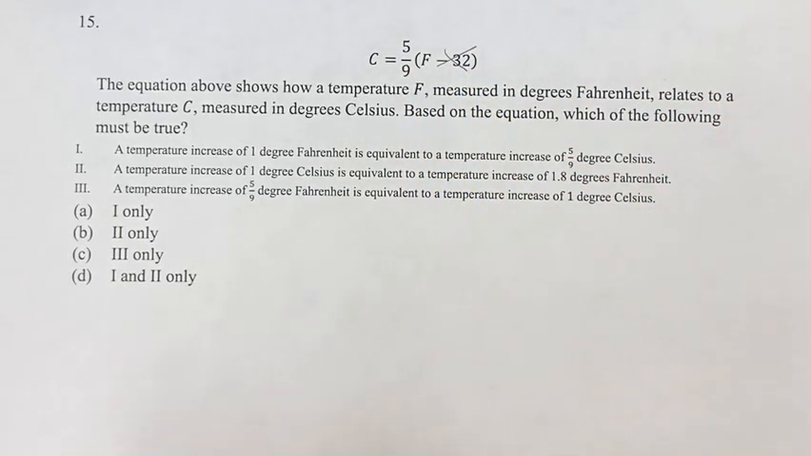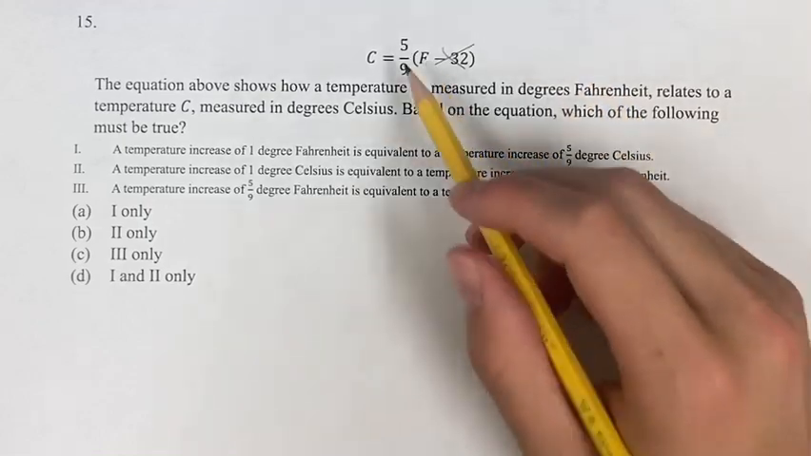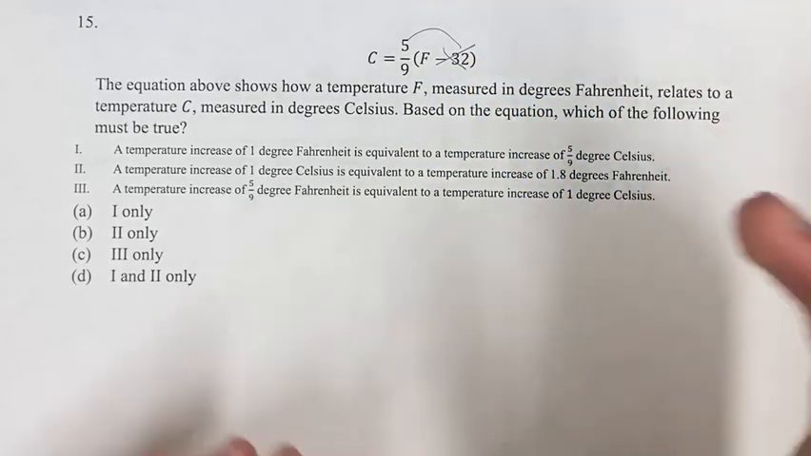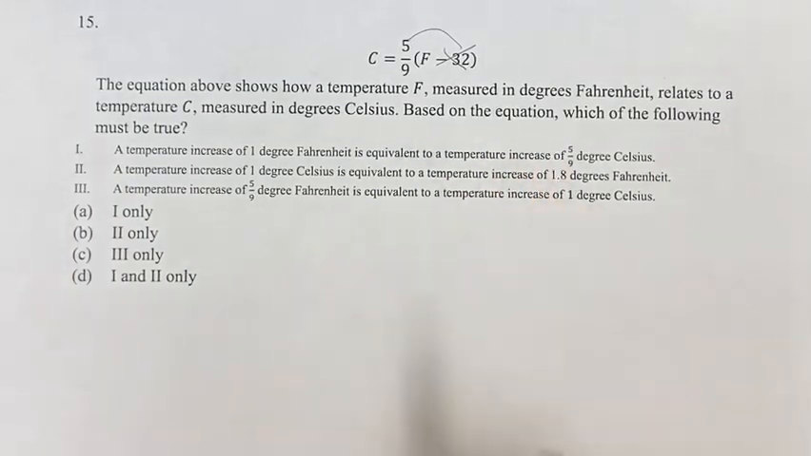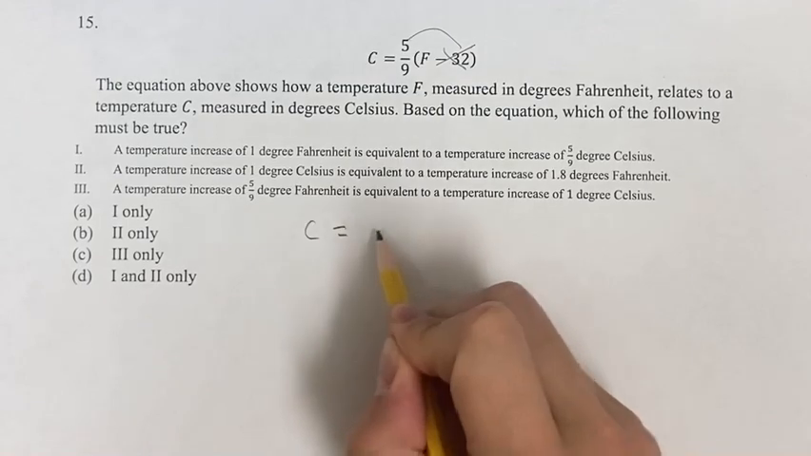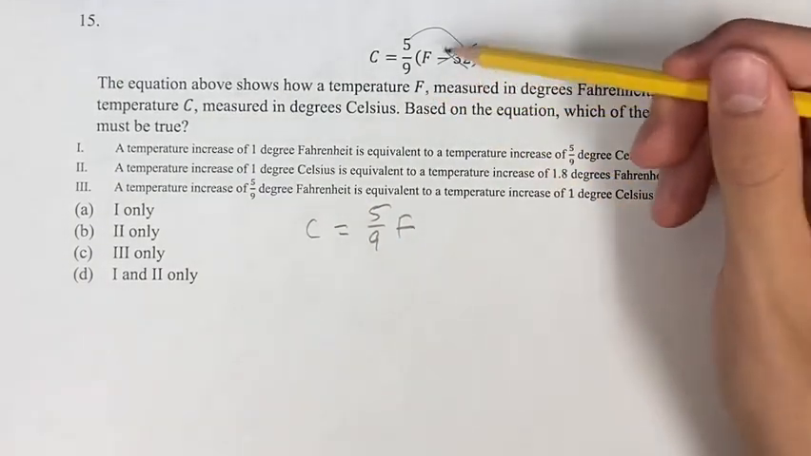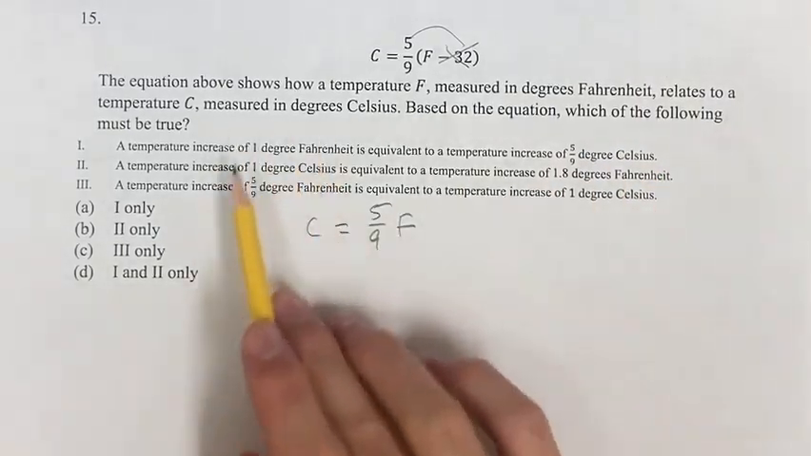It's only going to get in the way because we're looking at how much one will change with the other, and subtracting 32 at the end, or 5/9 times 32 if you distribute at the end, isn't going to change anything. It's going to shift your values by 32 all the time, so it's not going to lead to an increase of anything. So if we just have C is equal to 5/9 F, this is going to have the same rate of change as this one, right? So we have to see which of these is true.